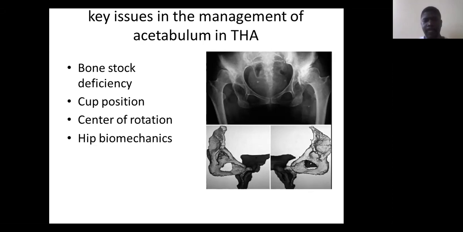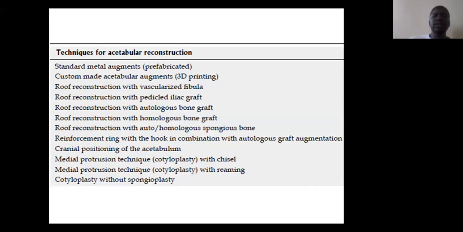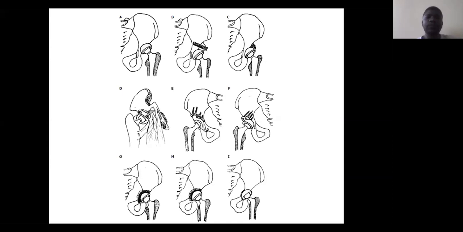So, the techniques for acetabular reconstruction in those patients with severe bone deficits. In diagram A, it's just showing that the hip has been put in the native acetabulum. There's good coverage of the acetabular cup with minimal lateral overhang. So what we're aiming for is to get at least 70% acetabular cup coverage. Then in B, it's showing augmentation with an allograft at the superolateral corner to augment the acetabular defect.